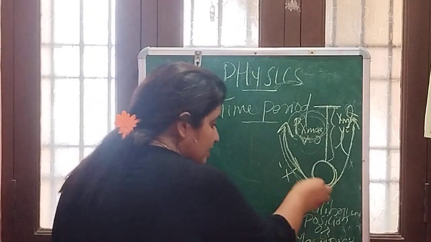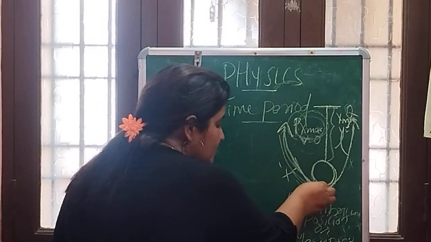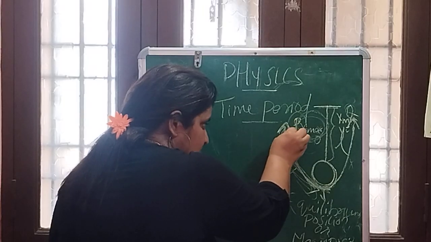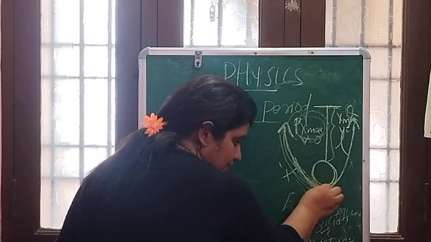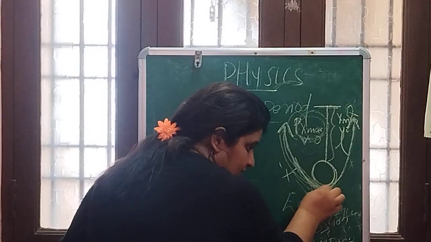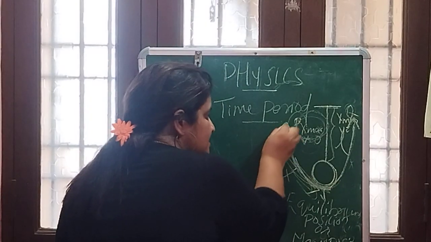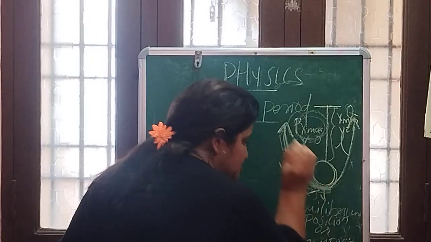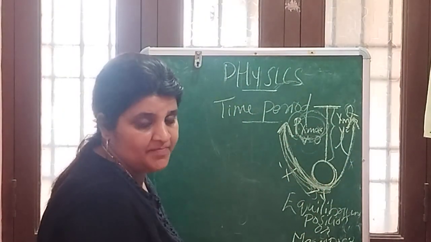So in order to complete one oscillation, initially the bob should go to this extreme, then will come back to the equilibrium position O. Again it will go to another extreme, and come back to equilibrium position O. Again it will go to this extreme, and come back to equilibrium position O, which completes one oscillation.